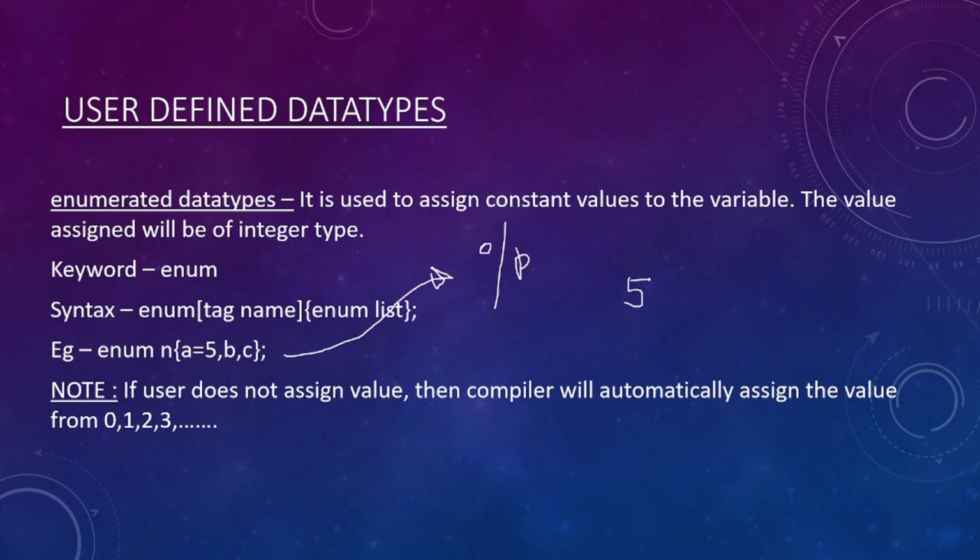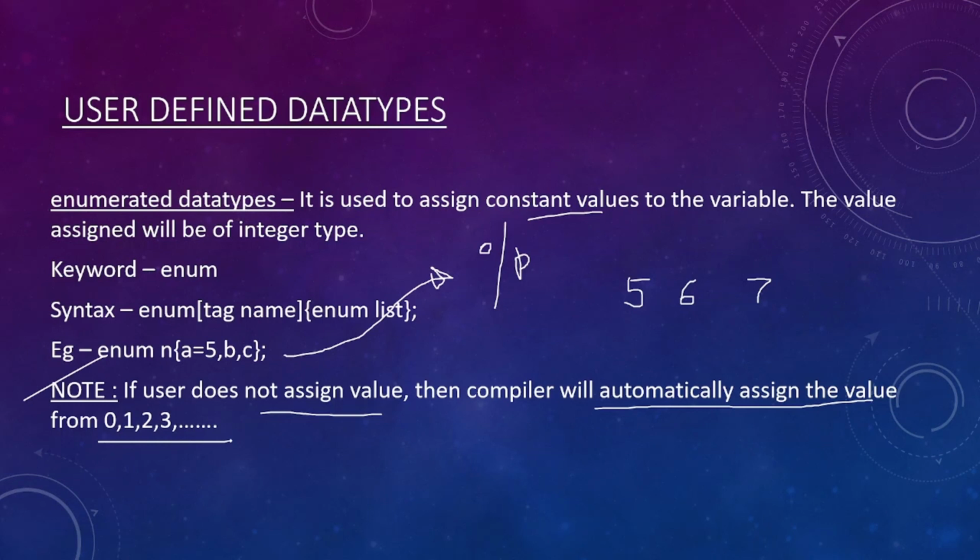Next, which is the next value after 5? I told you it is used to assign constant values with constant difference. So it will be 6. Then 7. So you might get a doubt. How can you say, ma'am, that the constant difference is 1 only? Because the compiler, this note is actually important. If the user does not assign any value, then the compiler will automatically assign the values 0, 1, 2, 3.